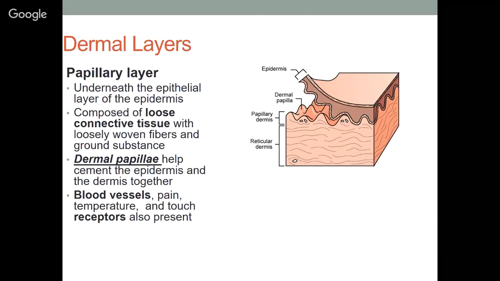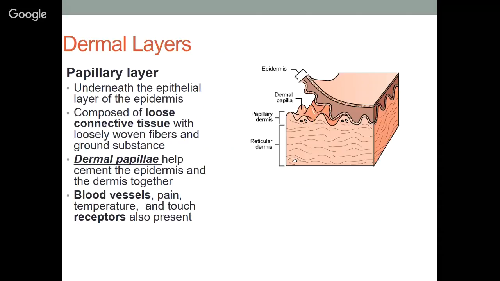So the papillary layer, just right underneath the epithelium, is composed of loose connective tissue with loosely woven fibers and a ground substance. So those dermal papillae cement the epidermis to the dermis. There are blood vessels, pain, temperature, and touch receptors in that dermal layer.